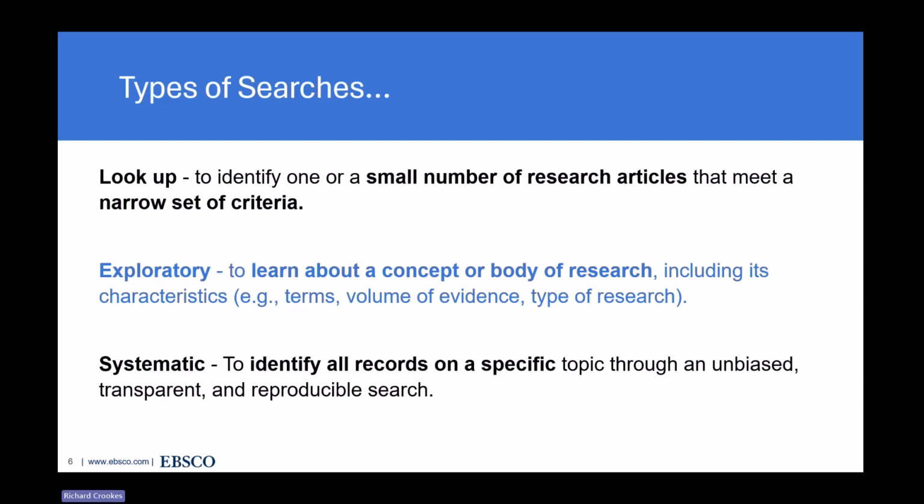But we come to systematic, because this is where we're really going to focus. So this is where we might seek to identify all records, or you might say a majority of records, on a specific topic through an unbiased, transparent, and reproducible search. So it could be in response to a particular research question. And that's the kind of way we're going to take it today in this session this afternoon.